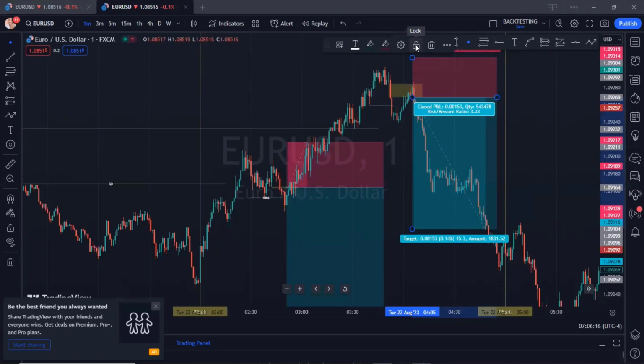Once your risk pip is smaller, it definitely means it will give you a higher lot size to execute. It is the lot size that determines how much you make. So you don't need to look at how many pips it delivers. What matters is how much you make and how much you lose. That is it, guys.